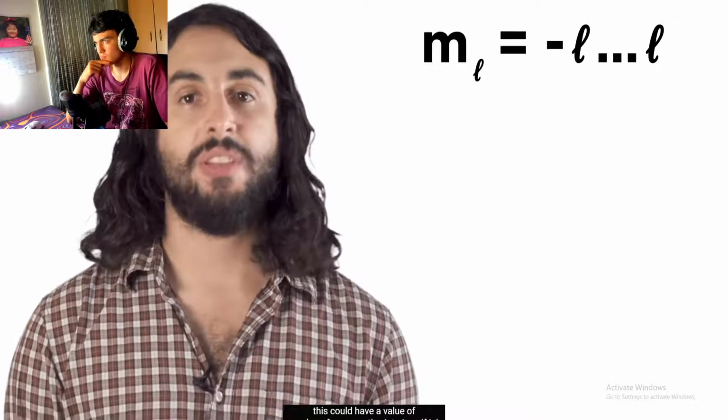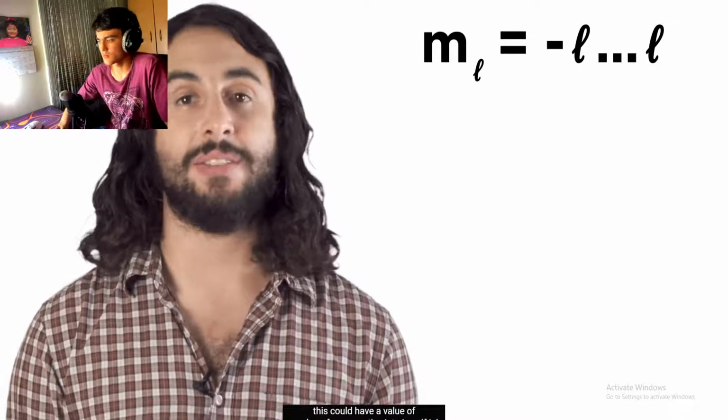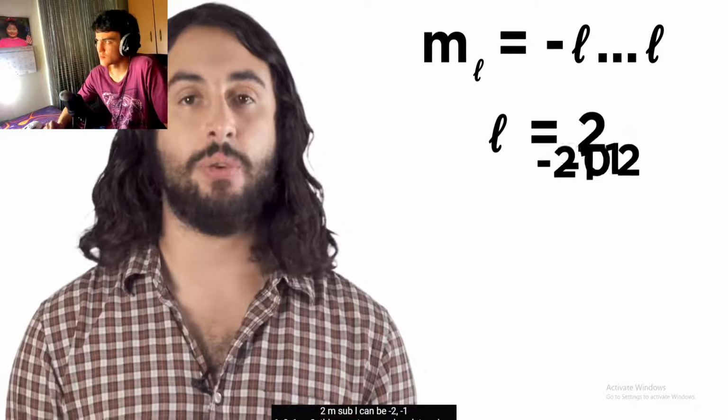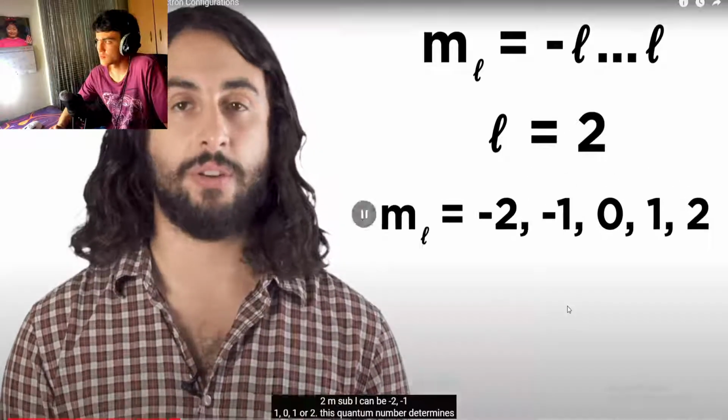Next, we have the magnetic quantum number m sub L. This can have a value of anywhere from negative L to L. So if L is 2, m sub L can be negative 2, negative 1, 0, 1.